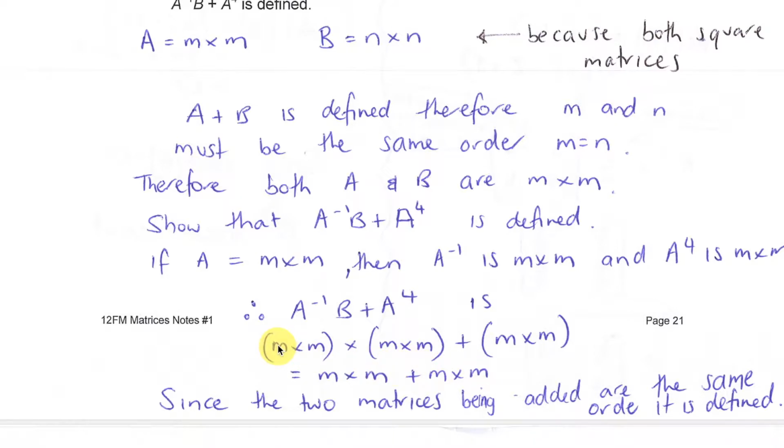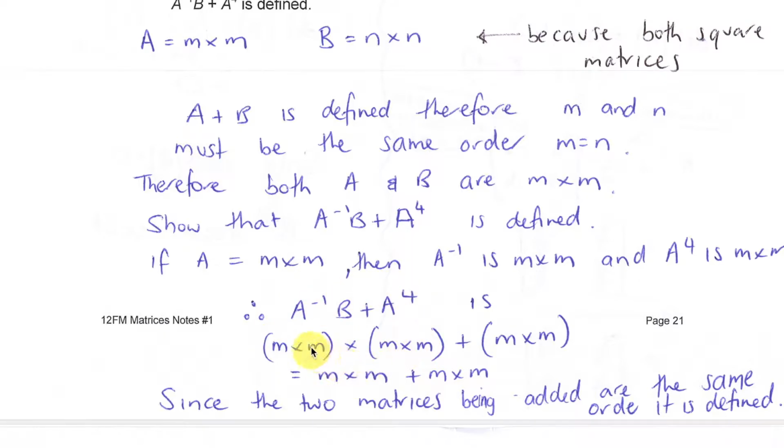If we take the inverse matrix and multiply it by that B matrix, then you can see that it's possible to do that multiplication because the two inners are the same. Furthermore, the result will be an m by m matrix, the two outers.